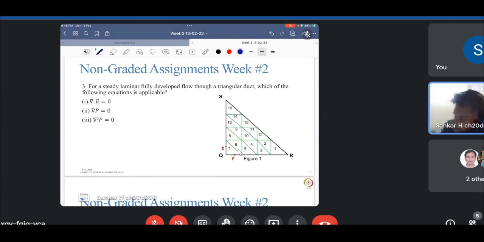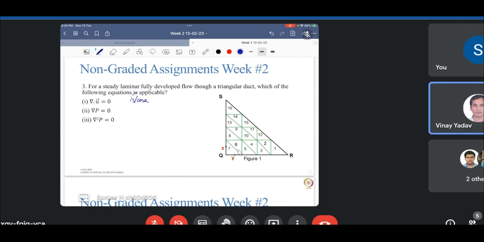Okay. Moving on to the next question. For a steady laminar flow through a triangular duct, which of the following equations is applicable? I think this question was not there in the practice assignment, so I would ask you to answer the question first. Among 1, 2, and 3, which of the following equations are applicable? Is or are applicable?